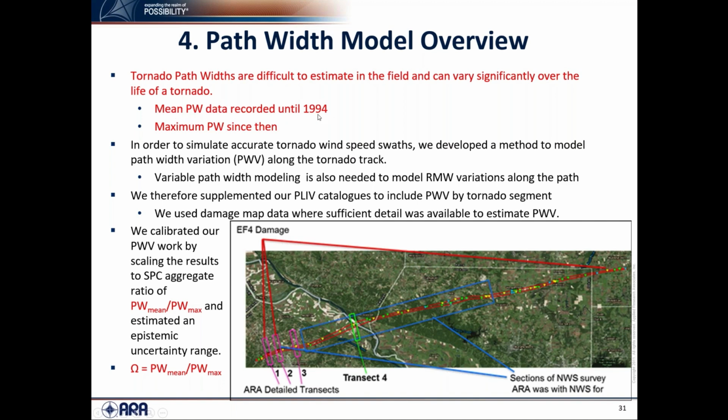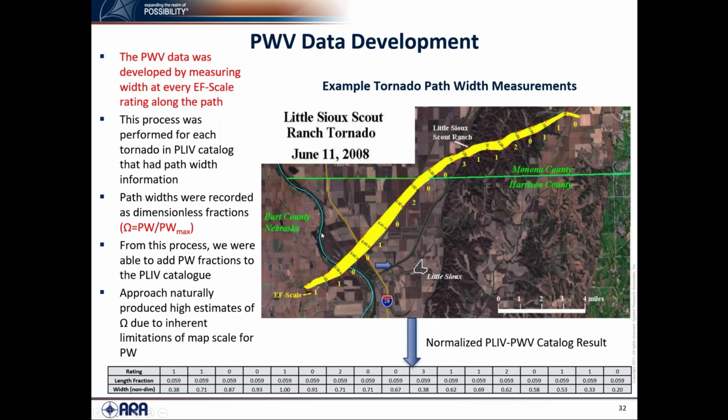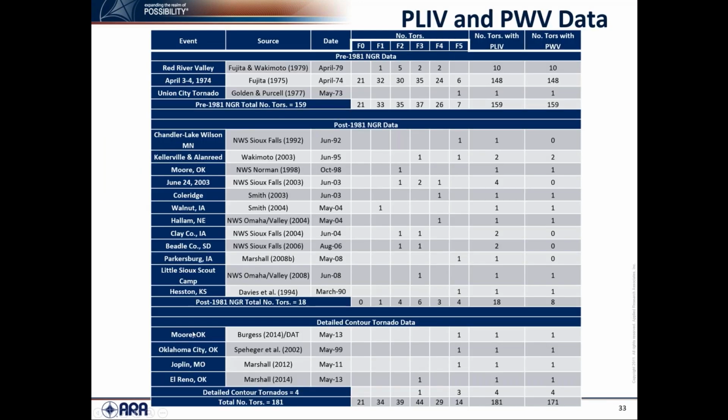It was the mean path width that was reported until 1994, and then we switched over to reporting the maximum path width. Again, for the tornadoes where there was very detailed reporting, some in the DAT and some in other works, journal papers, articles, works by Fujita, et cetera, we went through and digitized that material and ultimately developed a path width model. And what's the fraction, as the tornado is moving along and changing intensity, of how that changes in the width as well? So we developed those parameters as well.